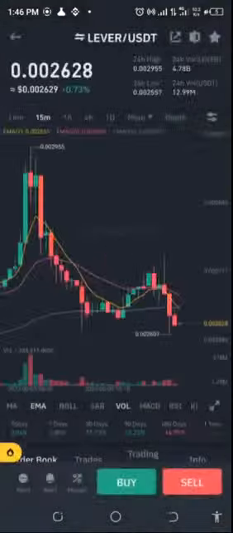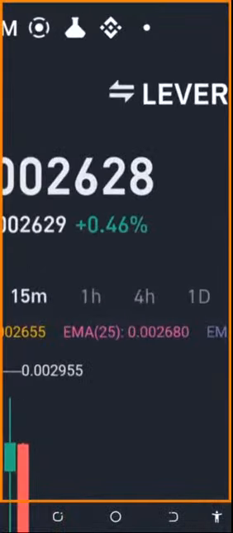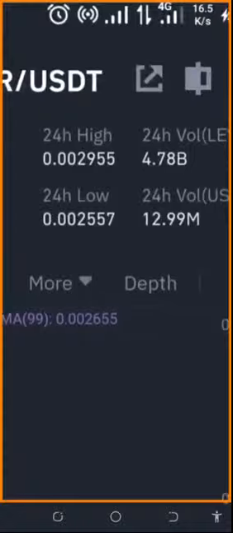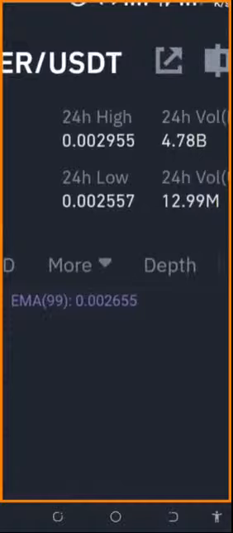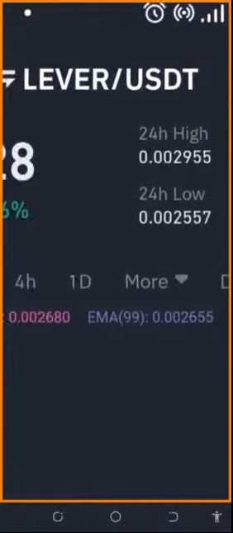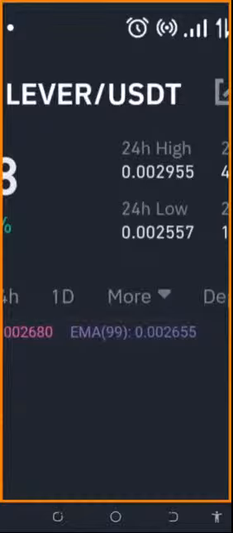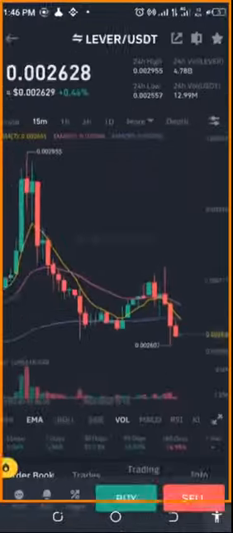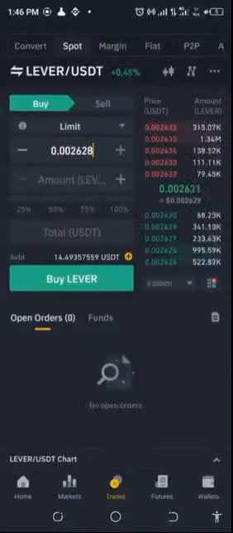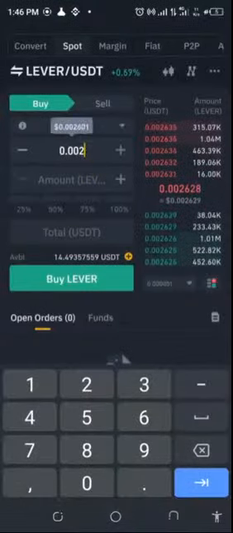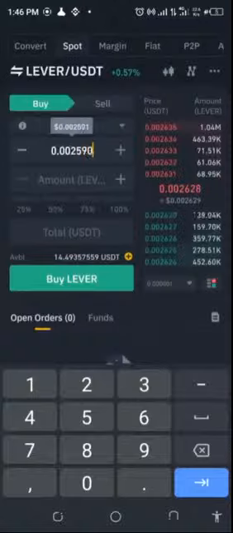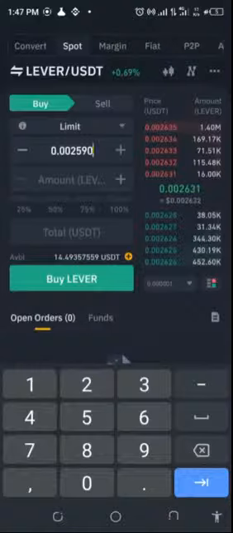What we have here, if you check very well, is 2628, but we're not going to buy it at that price. We're going to buy it at a lower price because the low is 2557. We're not going to go as low as 2557. We'll just go like 2600, maybe 2600 or 2590, something that way. Let's go and choose 2590. So I'm going to change this right now to 2590.